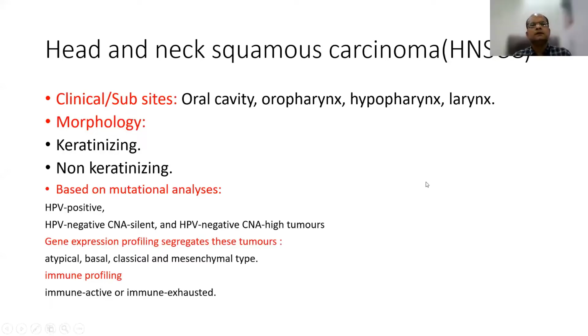I will focus mainly on head and neck squamous cell carcinoma. This head and neck squamous cell carcinoma is being classified based on different modalities. First and foremost is clinical findings, and based on its subsite, it is classified into oral cavity squamous cell carcinoma, oropharyngeal, hypopharyngeal, and laryngeal squamous cell carcinoma.